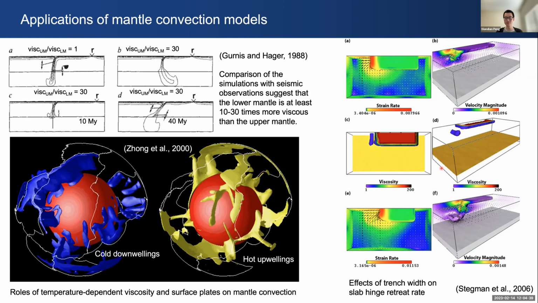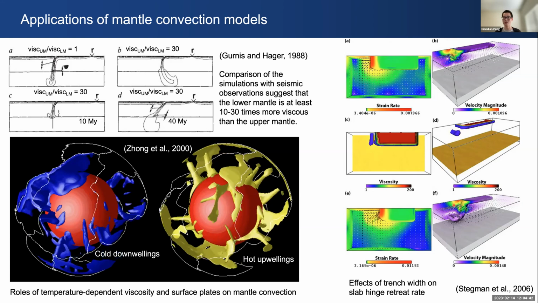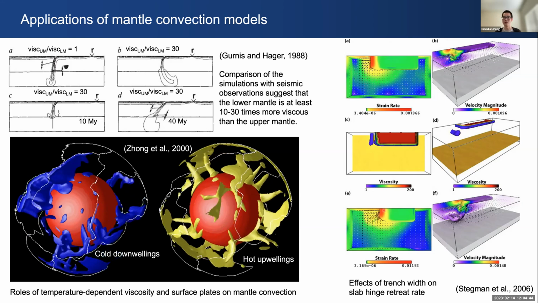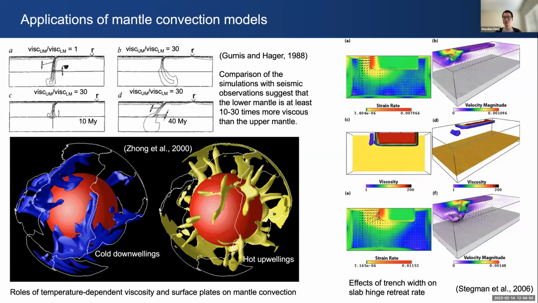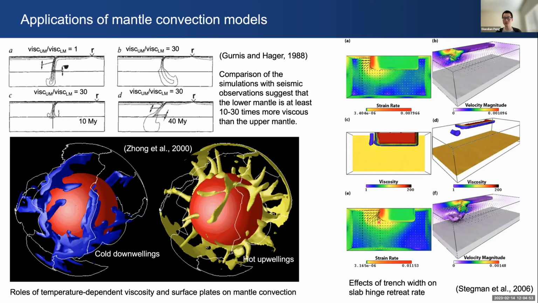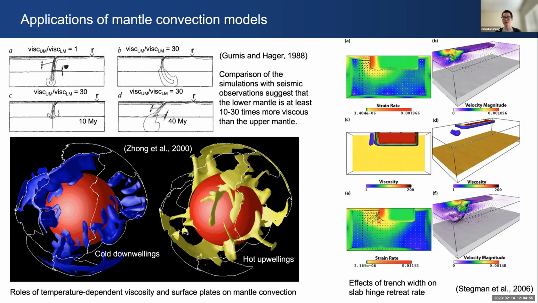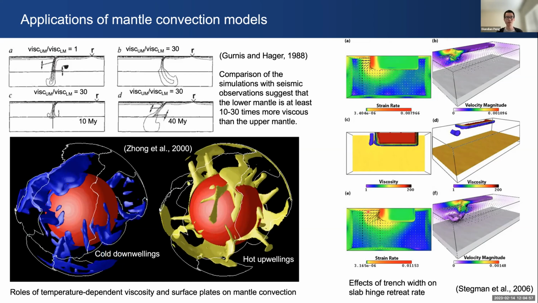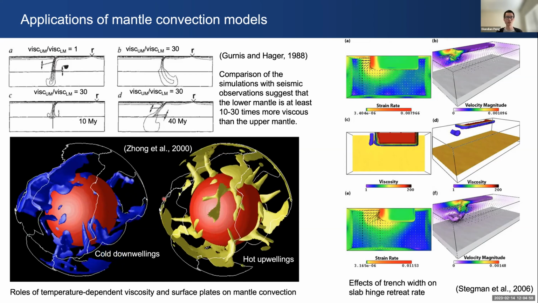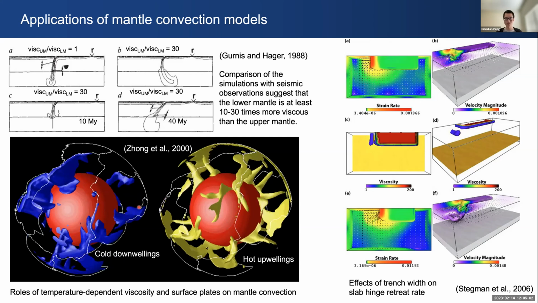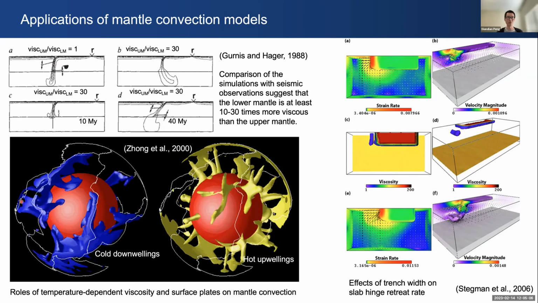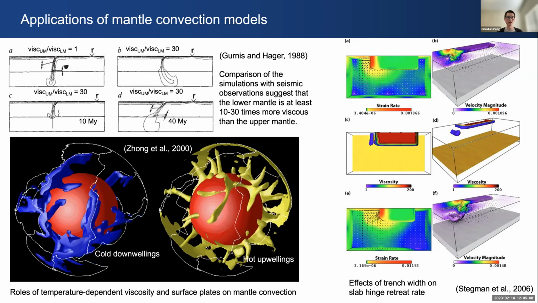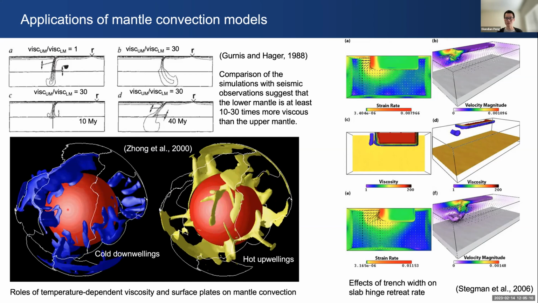Expanding the 2D models to 3D allows us to learn the 3D mantle flow. For example, this study shows the toroidal flow near the slab edge, and also the effect of trench width on the trench retreat rate. Global scale models, of course, are beneficial for studying global scale convection, like the upwelling of plumes and the downwelling of slabs on a global scale.